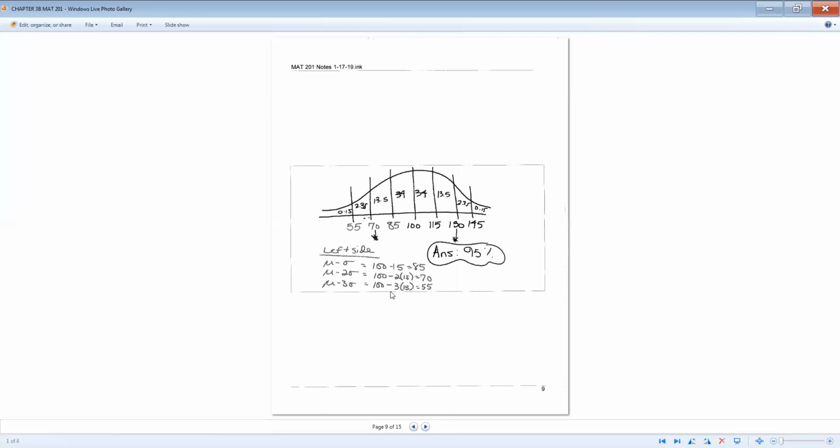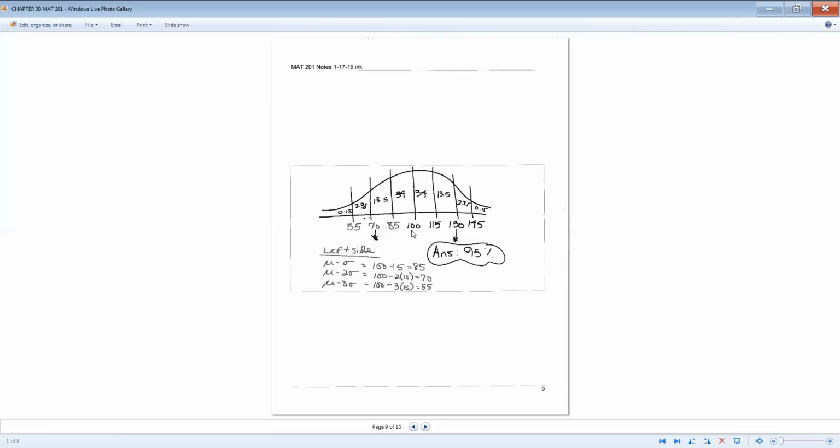On the left side, we'll subtract 15, which is 85. Subtract 15 again is 70. Subtract 15 one more time is 55. So on the right side, we go out 3 standard deviations. We add 15 3 times. On the left side, we subtract 15 3 times.